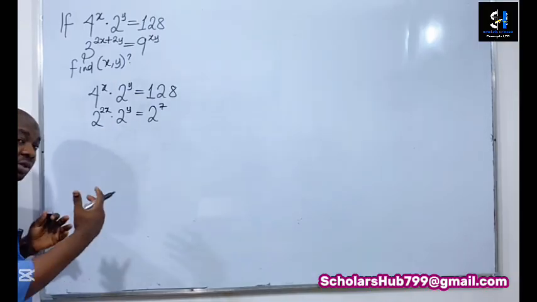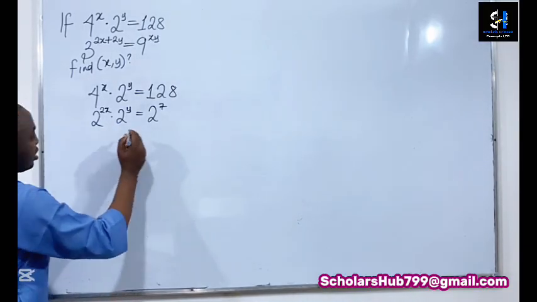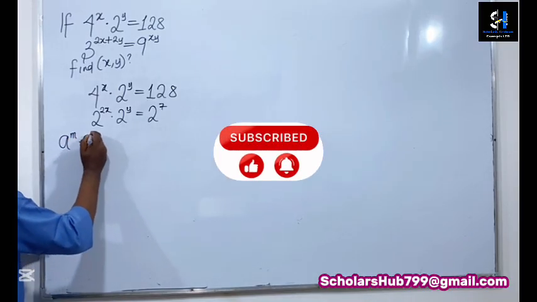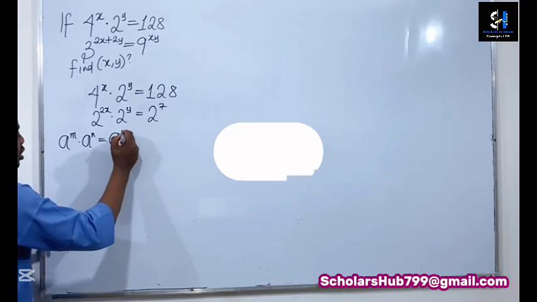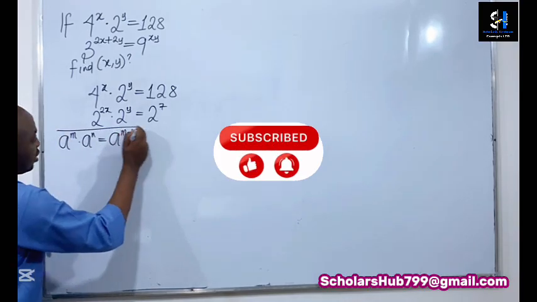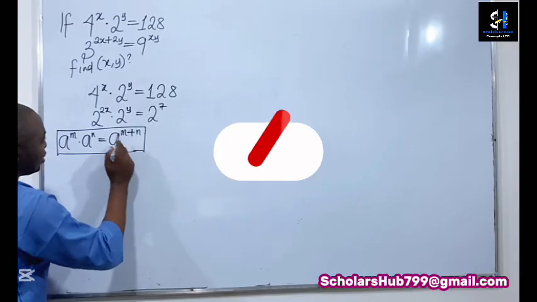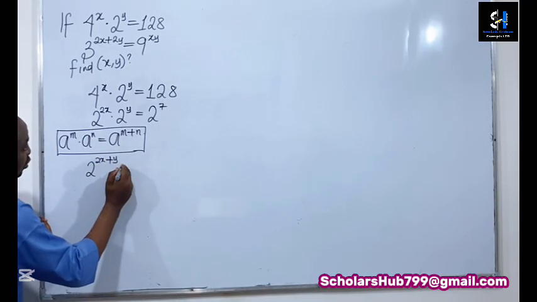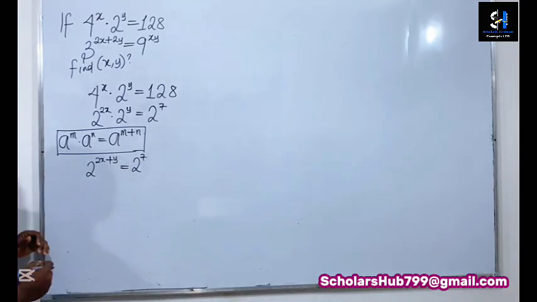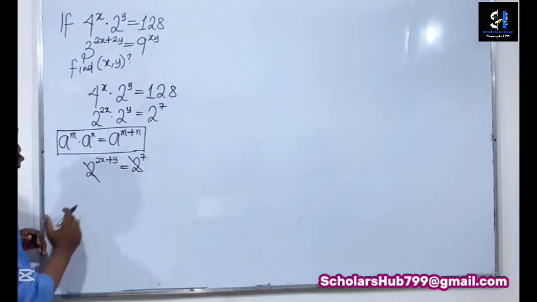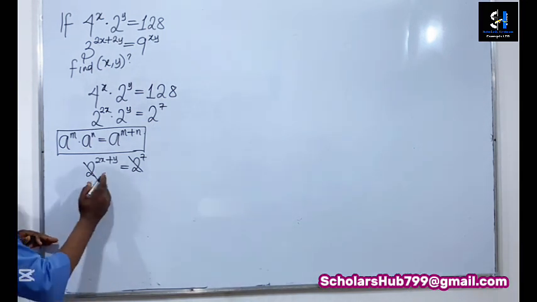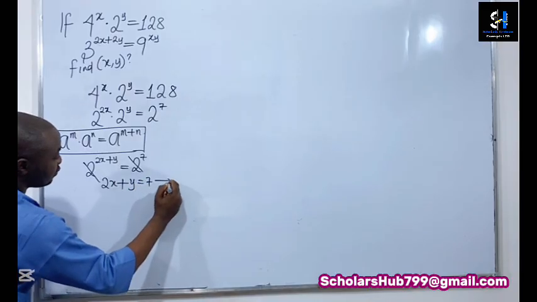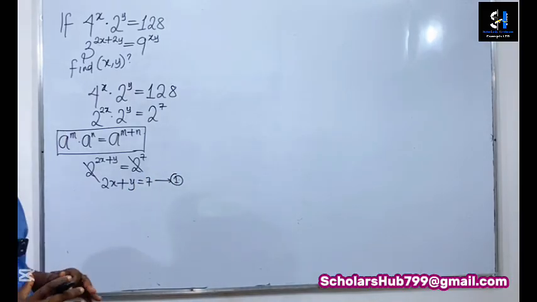Now applying the first law of indices in this case, that is, if we apply the property a to the power of m multiplied by a to the power of n, this will be a to the power of m plus n. Okay, this is the power rule for exponent. So we apply that in this case. Then we have 2 raised to the power of 2x plus y equals 2 raised to the power of 7. Then we can cancel the base on both sides so that the new equation will be 2x plus y equals 7. And this is our equation 1.